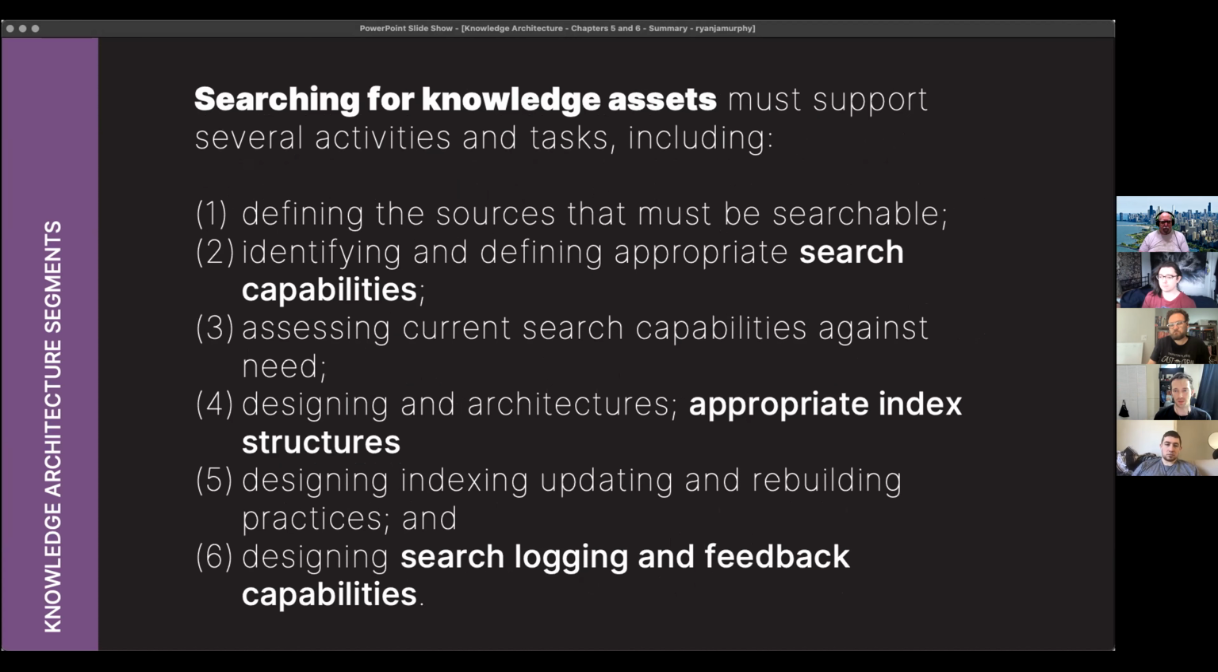So we talked a bit about index structures already. One thing I wanted to highlight on this functional architecture, where we're specifically talking about search, is this idea of search logging and feedback capabilities. This kind of blew my mind more than anything else in this chapter. The idea that if you're searching for something in your own work, do you actually keep track of how successful you were, and then use that information to re-engineer whatever you're searching through, or whatever your search approach is.